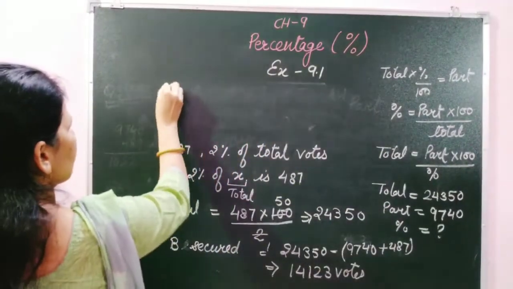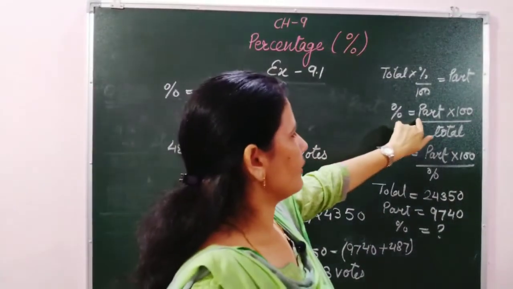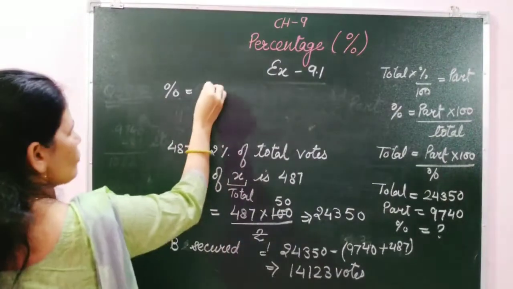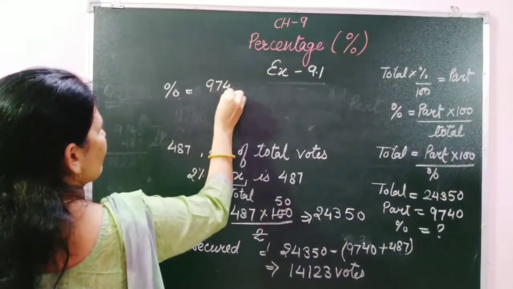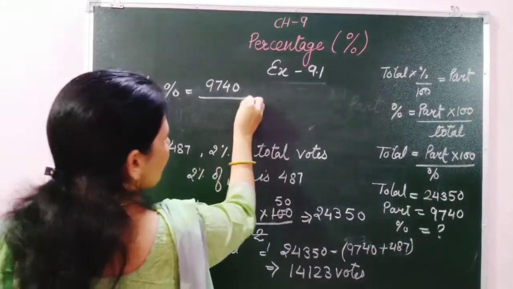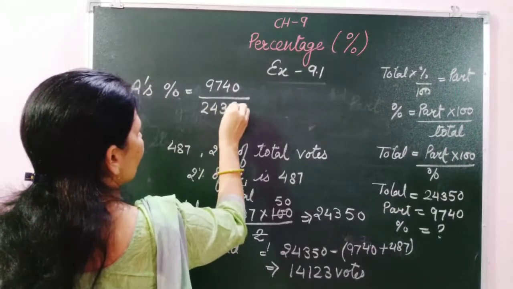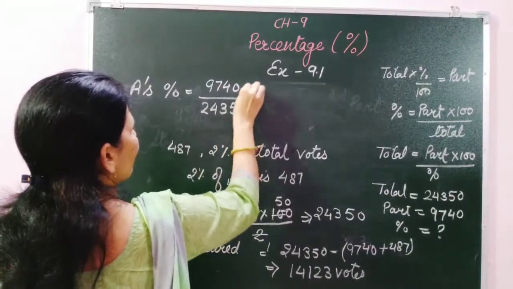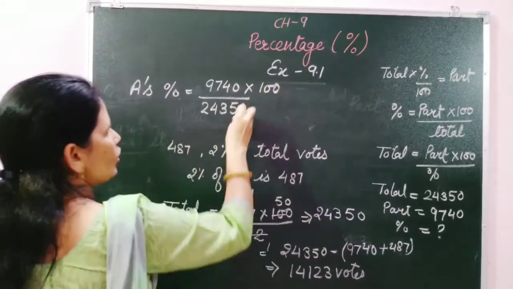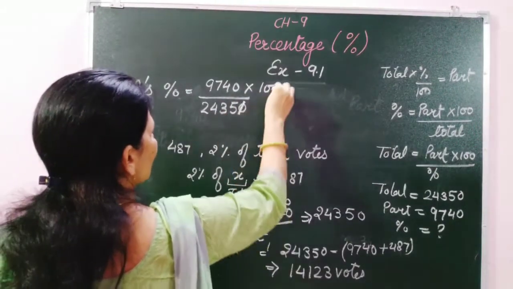To find the percentage, part divide by total. So 9,740. Whose percentage are we finding? A's percentage. Divide by 24,350 and multiply by 100. So 10, we can cancel by 10.